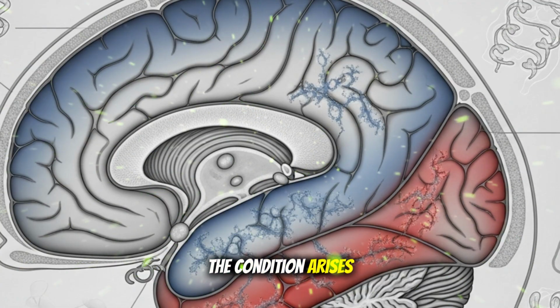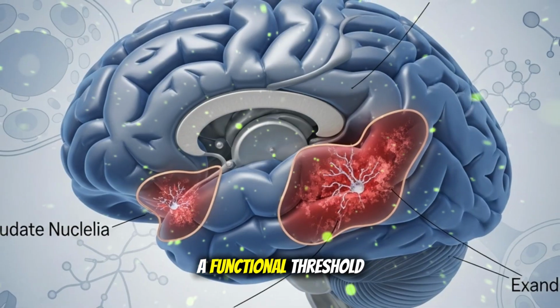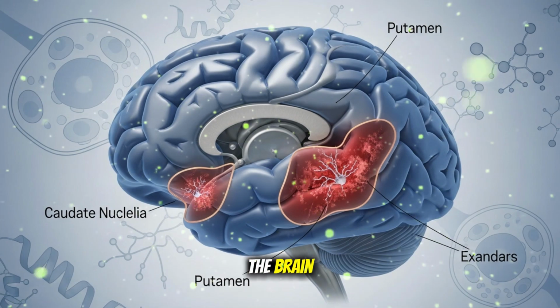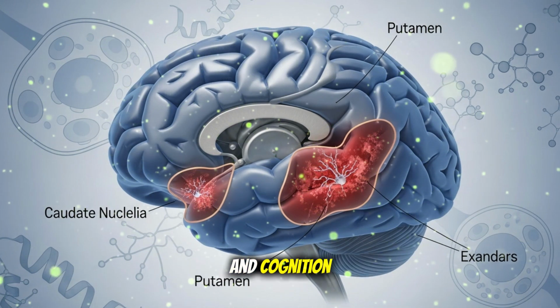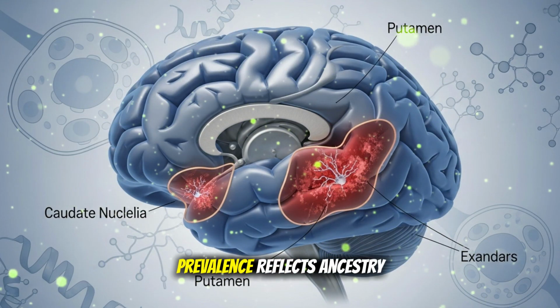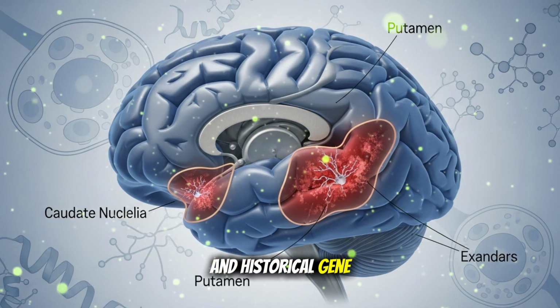The condition arises from variation in the HTT gene, where repeated DNA sequences increase beyond a functional threshold. This expansion affects cellular behavior in the brain, particularly within regions that coordinate movement and cognition. Examining the disorder across families and populations reveals how its prevalence reflects ancestry, migration patterns, and historical gene flow.